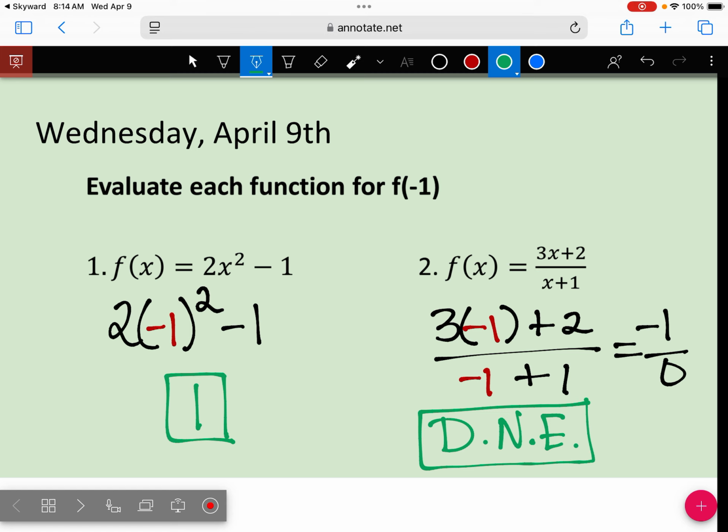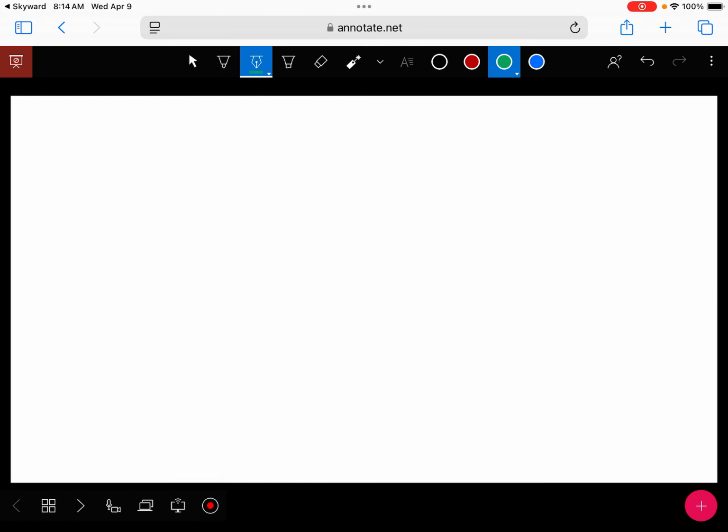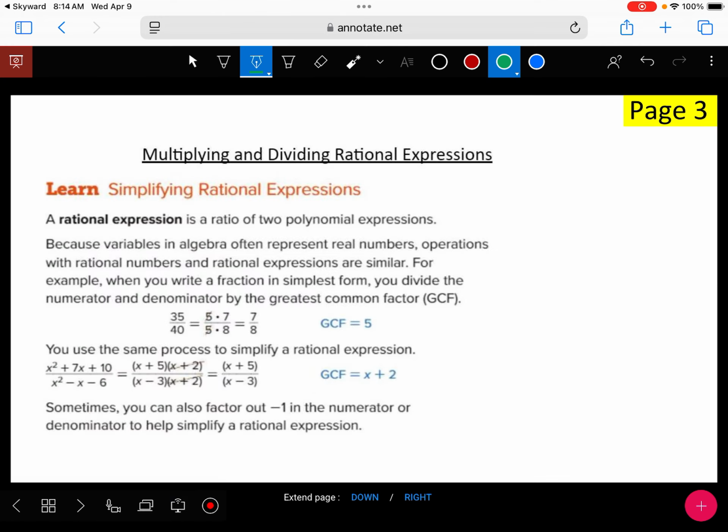Now you can take 0 and divide it by something. So you can have a 0 upstairs, but you cannot have a 0 downstairs. That's impossible. All right, so now let's take out our notes. We're going to simplify rational expressions. So we're going to factor, and then we're going to cancel out any factor that is top and bottom.